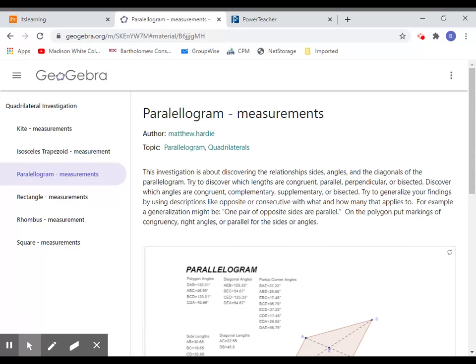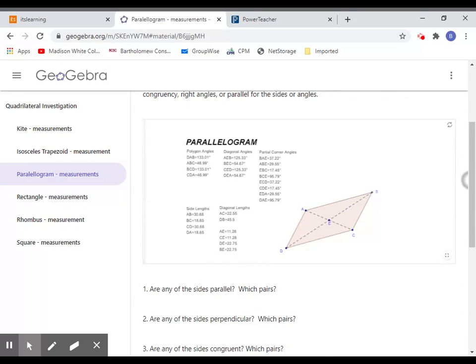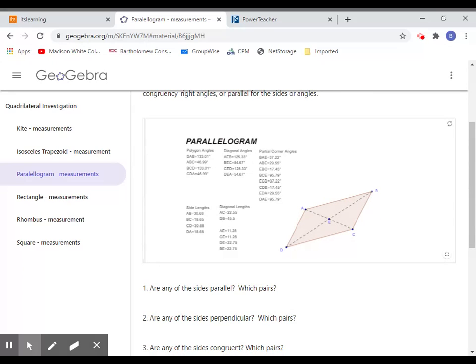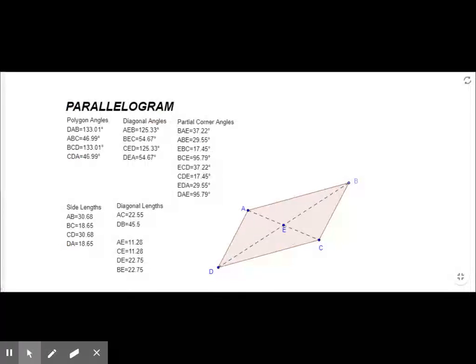Okay? So name of the quadrilateral there at the top. We're going to do the parallelogram. Go ahead and write that in. And to make your picture bigger, you can enlarge and make it full screen down here. Make it a little bit easier to work with.